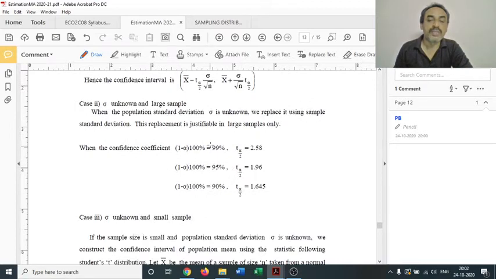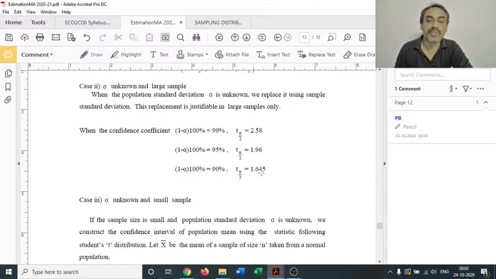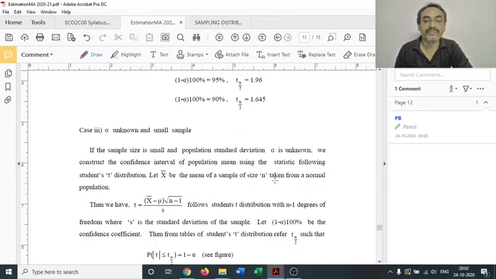So we have fixed values for t alpha by 2 for various confidence coefficients, that is, 1 minus alpha times 100%. For 99%, t alpha by 2 will be 2.58, and if 1 minus alpha times 100% is 95%, t alpha by 2 will be 1.96, and if it is 90%, t alpha by 2 will be 1.645. These values can be obtained from the tables of standard normal distribution.